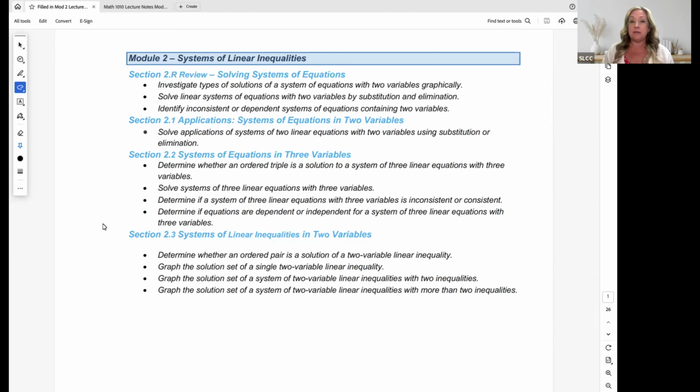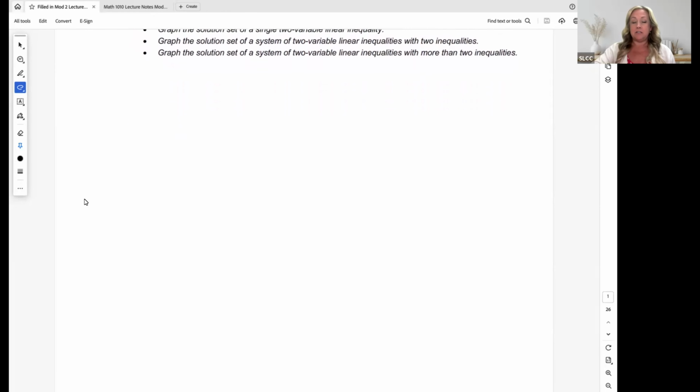We also want to be able to identify these systems of equations in different ways, as inconsistent or consistent, as dependent or independent. All right, let's get started.